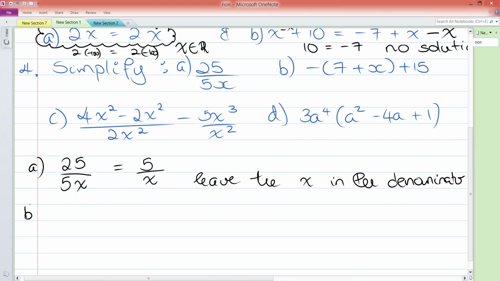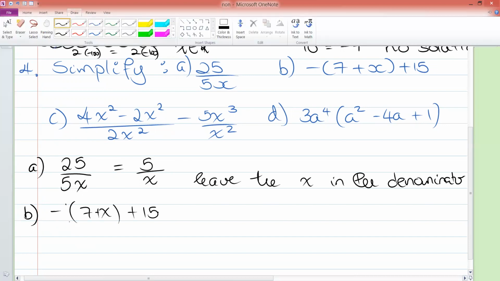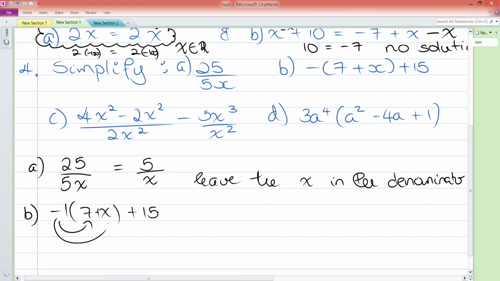Now let's look at B. We want to simplify now. For B, what we have here is an example of distribution. When you have this negative sign on the outside, we have to distribute it into the bracket. So there's an invisible 1 here, okay? And I'm going to distribute it into the brackets. When I do that, I get negative 7 and negative x plus 15.